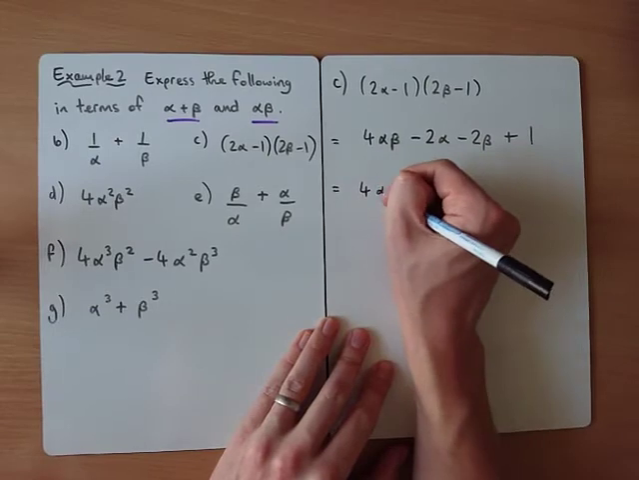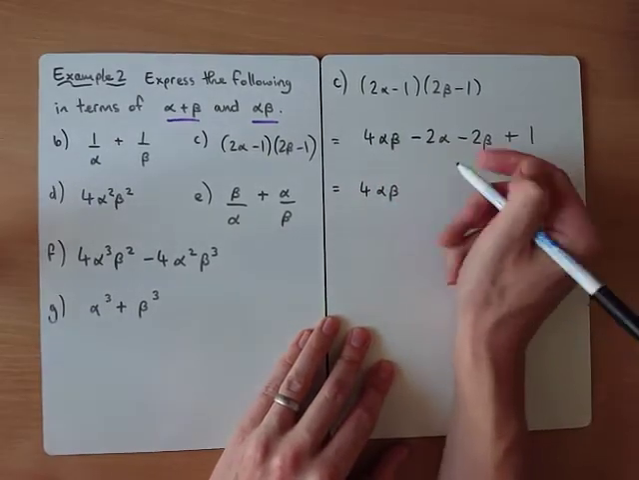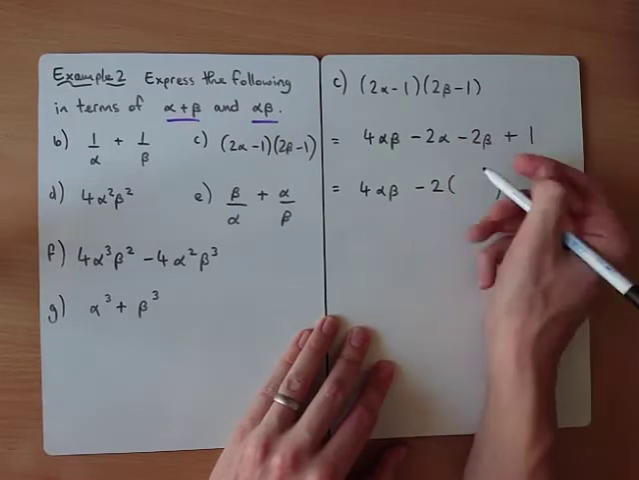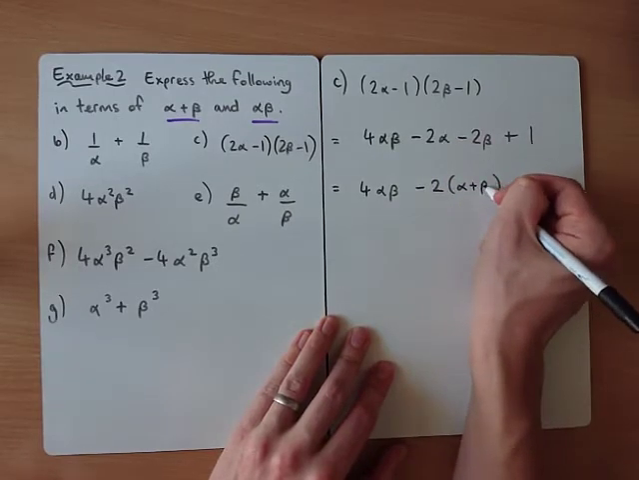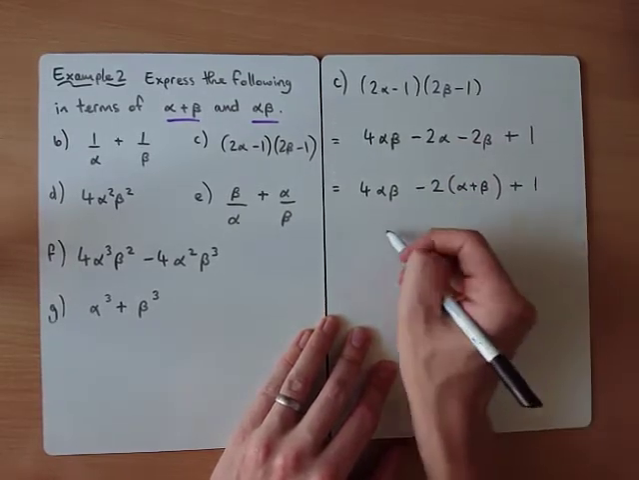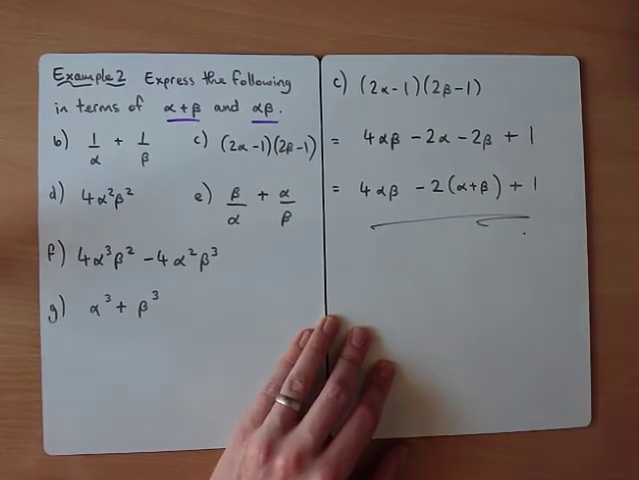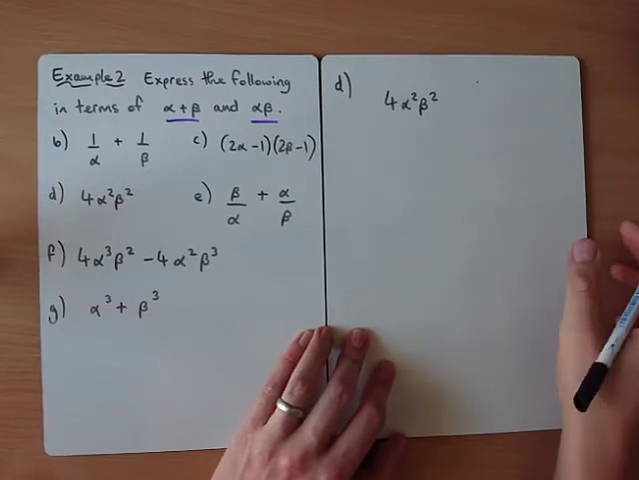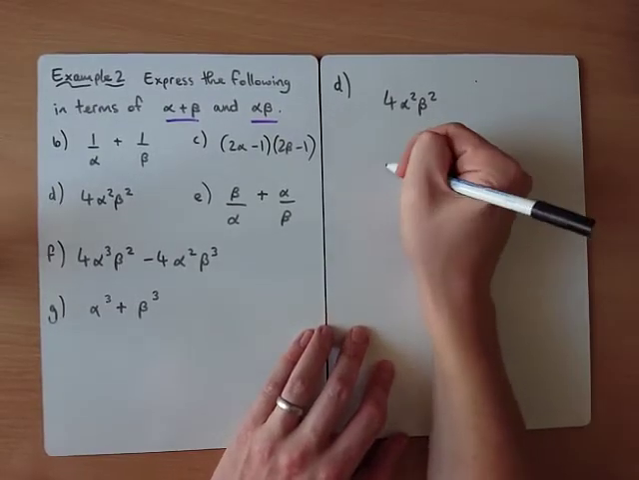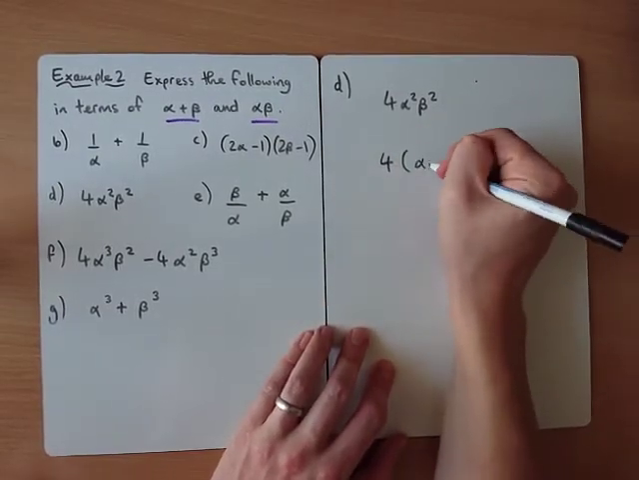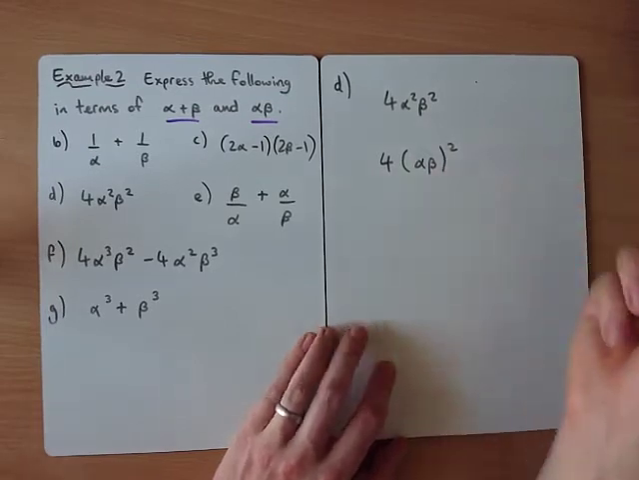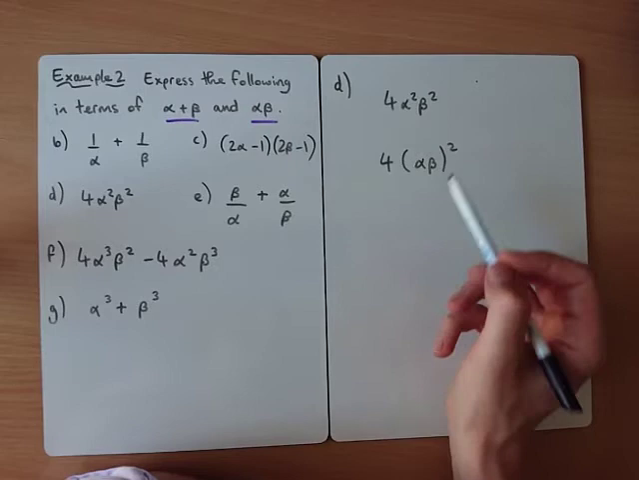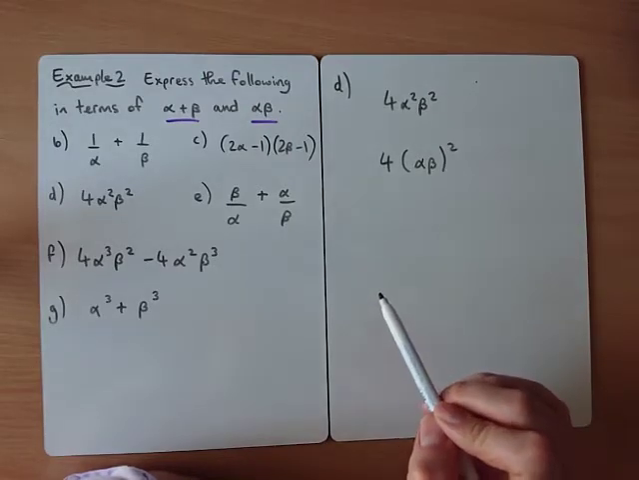So all we have to do, take a factor of minus 2 out of both of these terms, and you're left with alpha plus beta. 4 alpha squared beta squared is literally just 4 alpha beta squared. You know, if both of these are squared separately, it's the same as this whole thing squared.